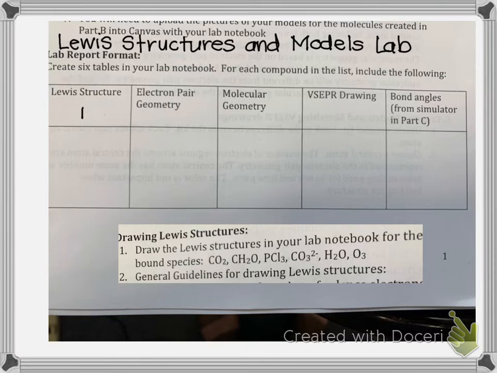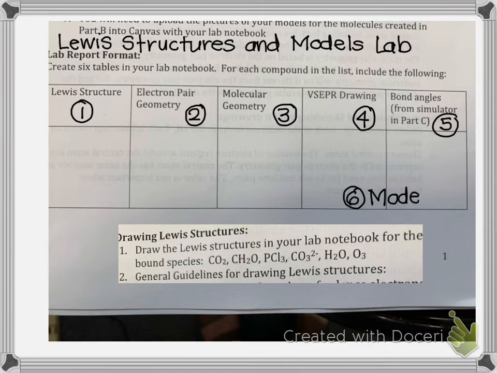Let me number them. You're going to look for the Lewis structure, the electron pair geometry, the molecular geometry, a VSEPR drawing, a bond angle, and then you will also have a picture of a model that you're going to create. Now, the model is the only thing that you will have to do on campus because you'll need one of the model kits to complete it.